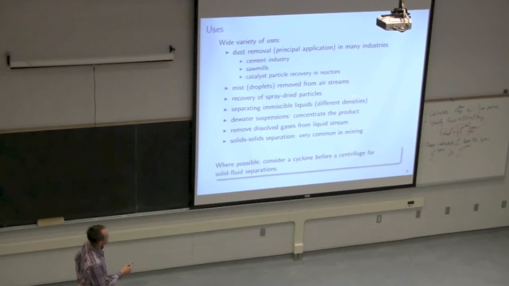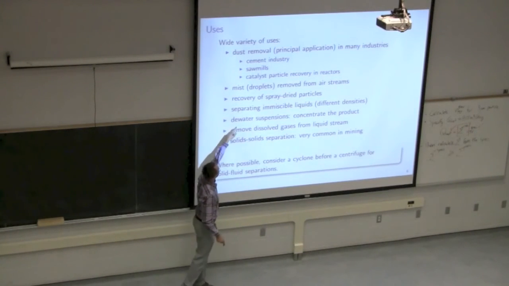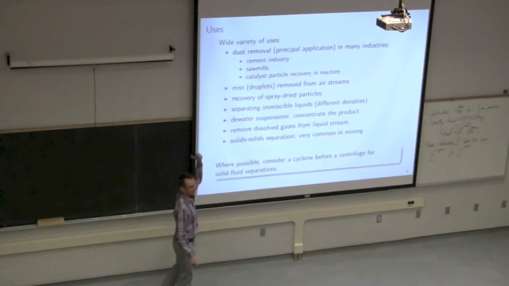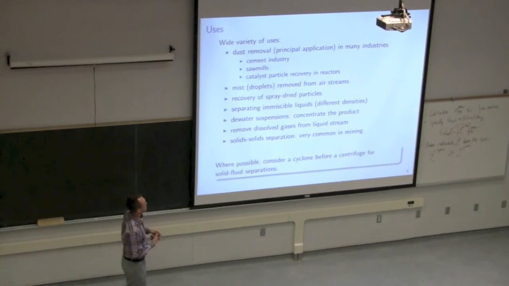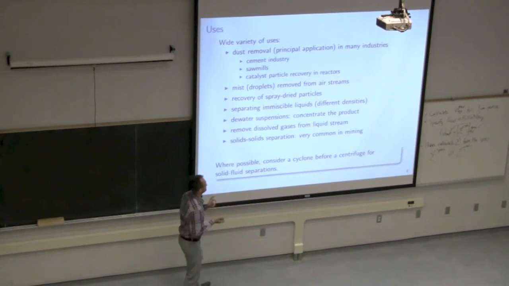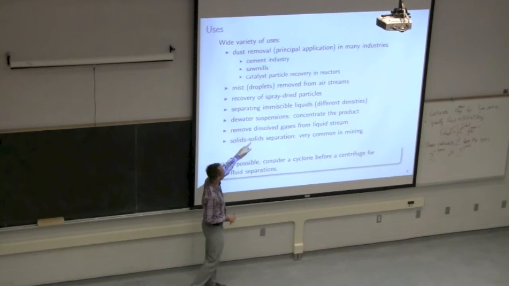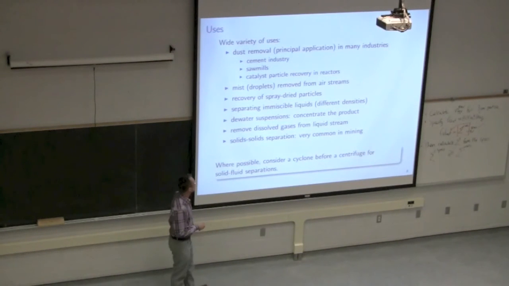Immiscible liquids is an interesting application. You can put two fluids of different density into the cyclone, and they'll also separate out based on their density differences. It's used commonly to dewater suspensions, so your water will primarily report to the overflow, and the solids leaving at the bottom will be dewatered. Dissolved gases can also be removed from a liquid stream, and that's because there are some changes in the pressures in the cyclone, which we'll consider. And then, as I said earlier on, it's very, very common in the mining industry for solid-solid separation.